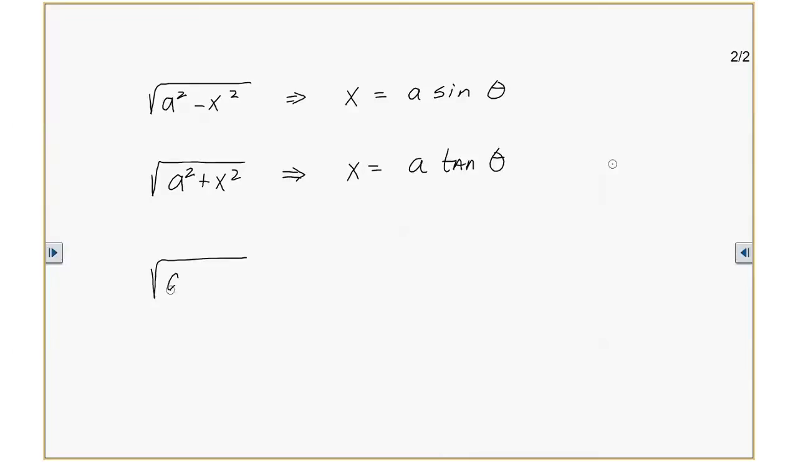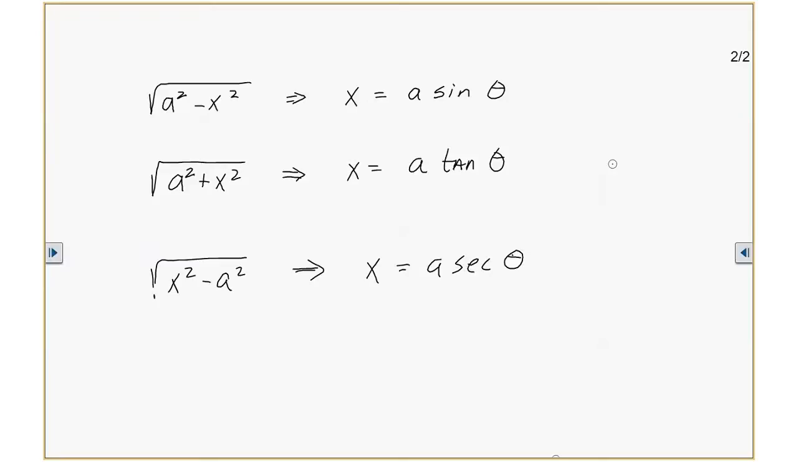And a squared, x squared minus a squared gives us x is equal to a secant of theta.